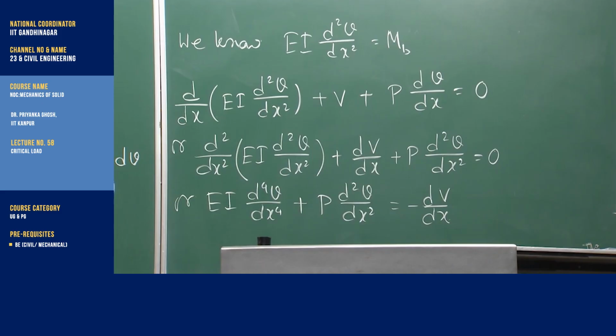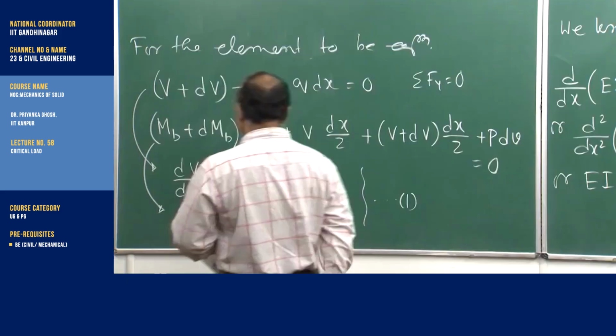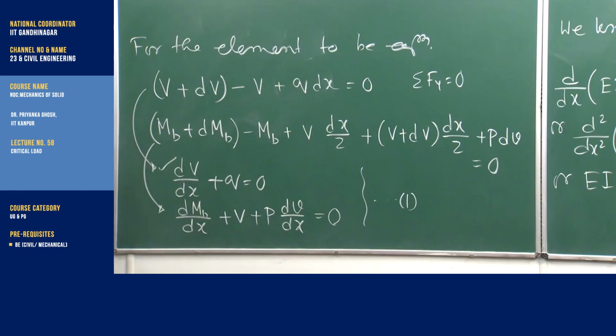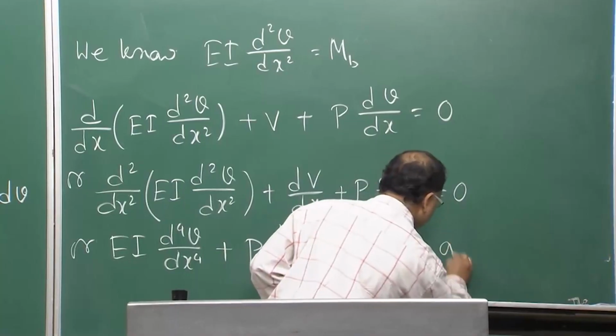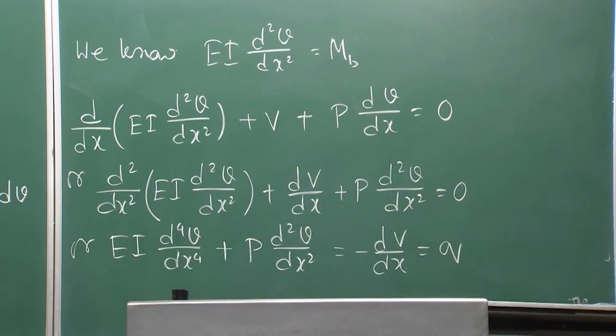Okay, fine. Now, what is minus dv/dx? If you come to this equation, minus dv/dx is nothing but q. So that can be written as equal to q.